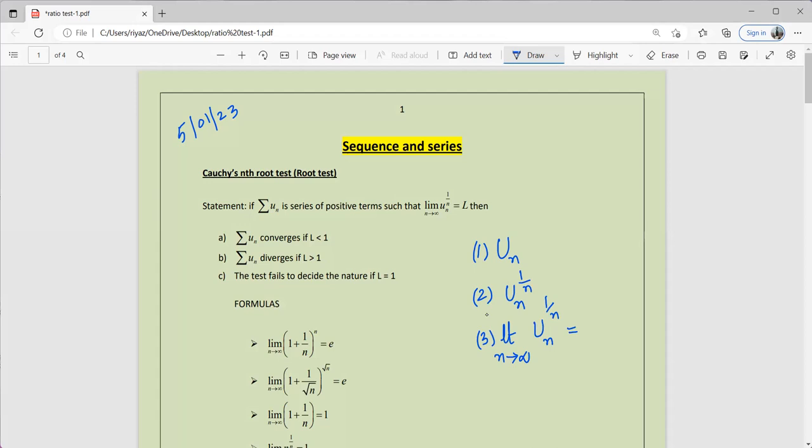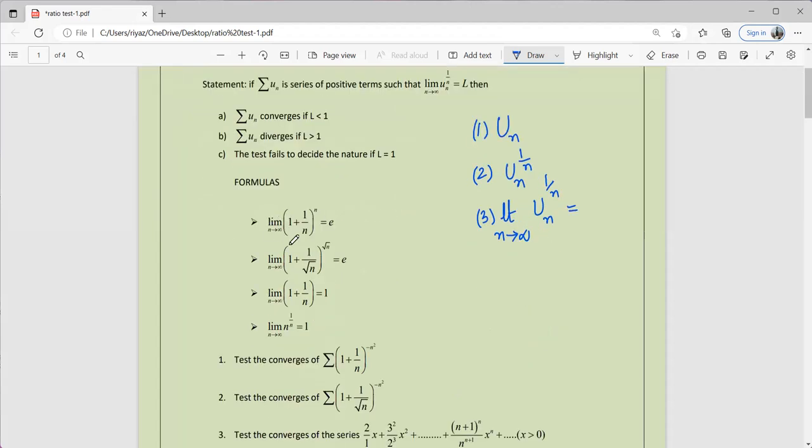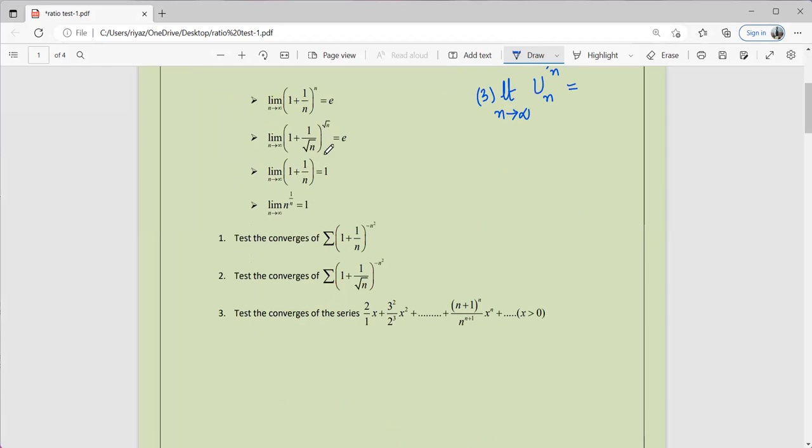Okay, so three steps are there, and to help understand this concept more clearly, some formulas are there. If the format is limit n tends to infinity 1 plus 1 by n whole power n, directly we can write the answer is equal to e, right? The second formula is 1 plus 1 by root n whole power root n. Both of these values are the same, then the answer is e only. Also 1 plus 1 by n is equal to 1, and n to the power of 1 by n is equal to 1.